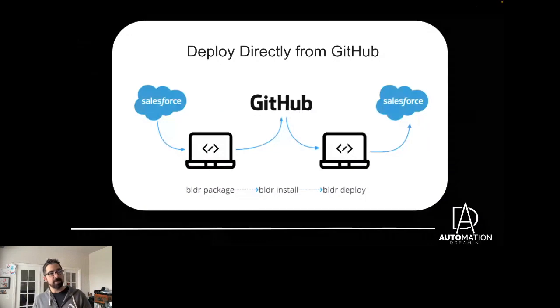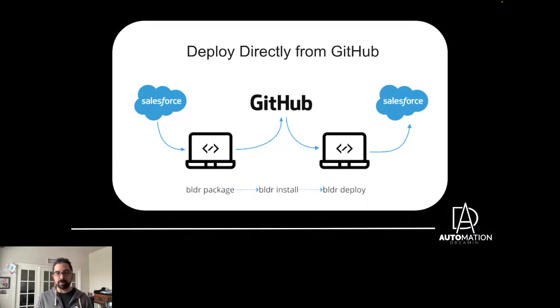So again, with this, you can deploy directly from GitHub. And this just shows that flow of three commands: builder package, builder install, builder deploy. That's really as simple as it is to grab that package, install it on your machine so you can have that file, and then deploy it into Marketing Cloud. It's a really simple flow.